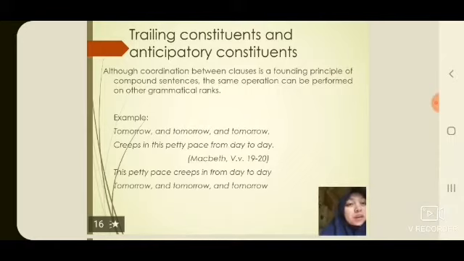So, to make the example make more sense, we should arrange the example by pulling it apart. So it becomes like this: "This petty pace creeps in from day to day. Tomorrow and tomorrow and tomorrow."